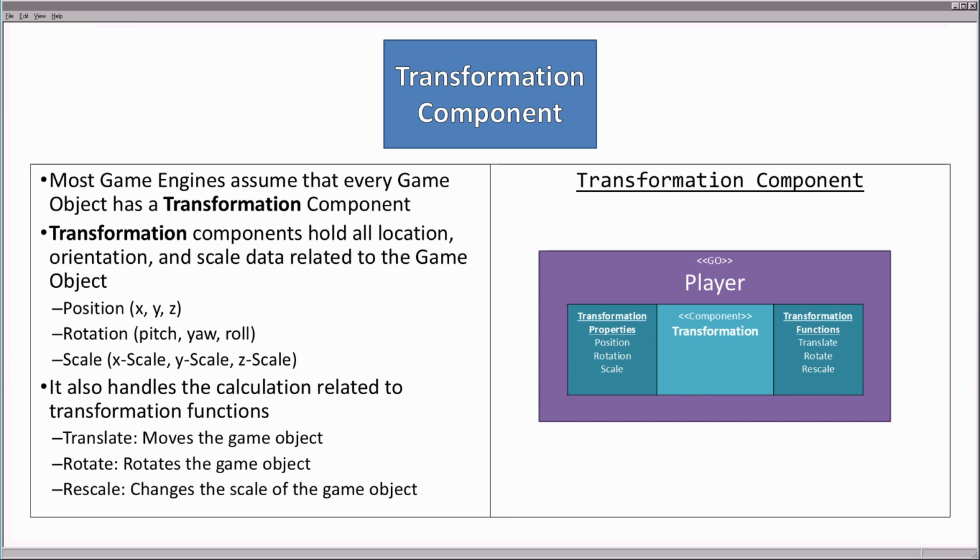We could think of these as being the same as the move component discussed in previous examples. But more technically, it transforms the local coordinates of a game object into the world coordinates of our game. This is a much larger concept that's discussed at length later. For now, we can understand that this contains position, rotation, and scale data, and it also handles the calculation related to the transformation functions. Translate moves the game object. Rotate rotates the game object. And rescale, or just scale, changes the scale or size of the game object.